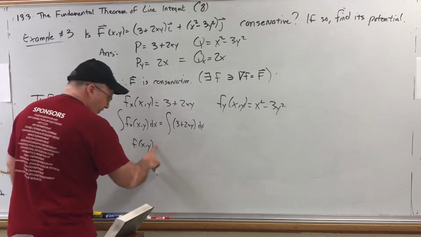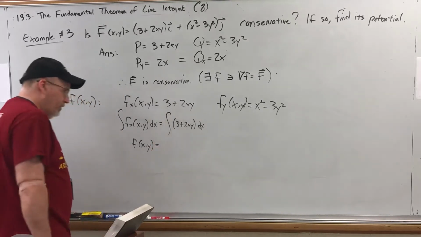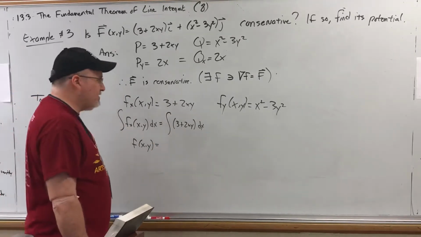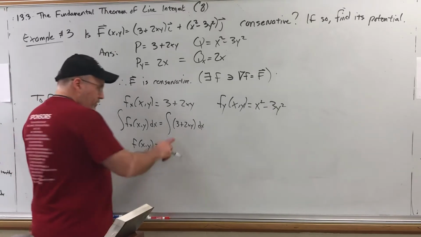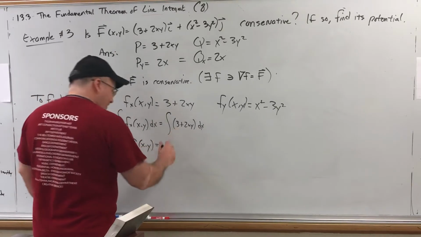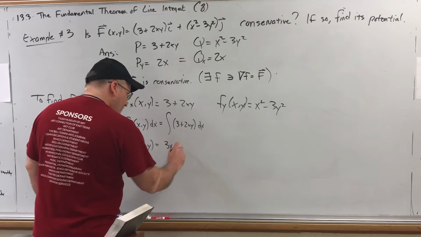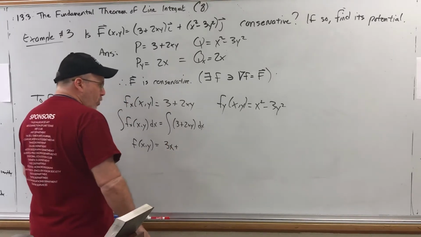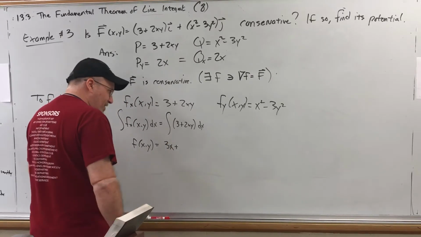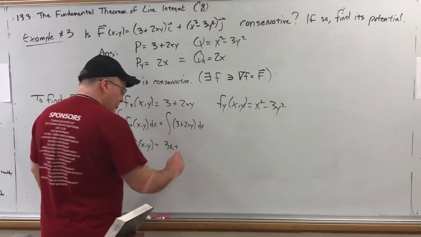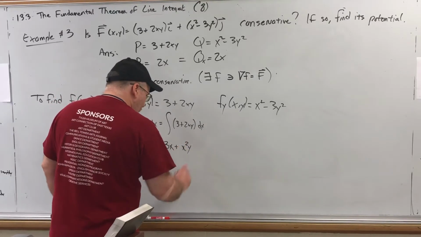The integral of the derivative is the original function. Over here, this is just an integral with respect to x. The integral of 3 with respect to x is 3x. The integral of 2xy with respect to x: the y is like a constant. The integral of 2x is x squared. So we get x squared y.